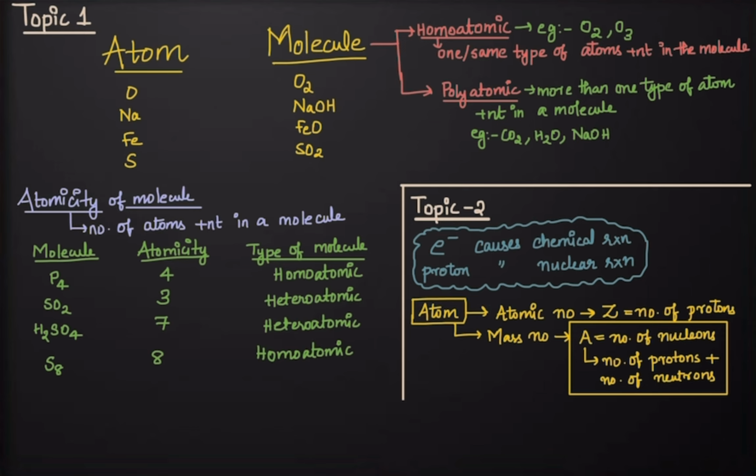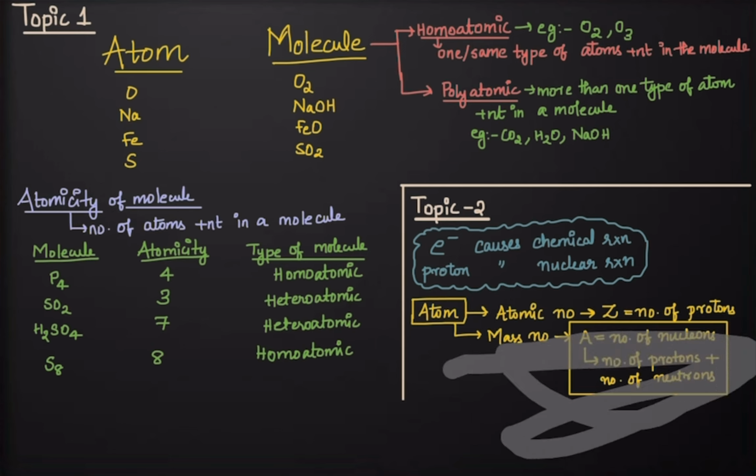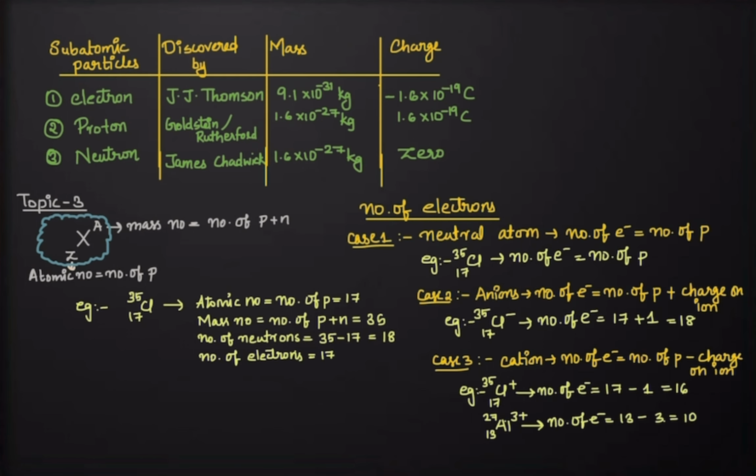So, for an atom, atomic number Z is equal to the number of protons, and mass number A is equal to the number of nucleons, which is equal to the number of protons plus the number of neutrons. This is the first topic: atom, molecule, homoatomic, polyatomic, atomicity. In an atom, Z is the atomic number, that means number of protons. Mass number is the number of nucleons, that means number of protons plus number of neutrons.